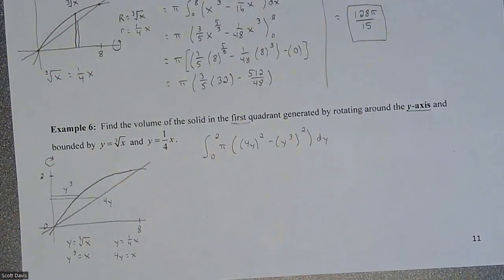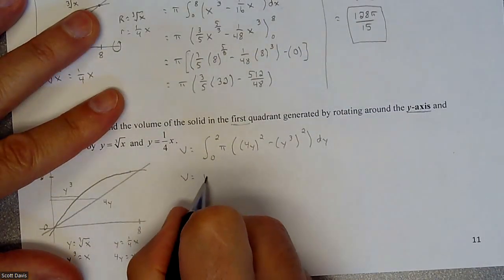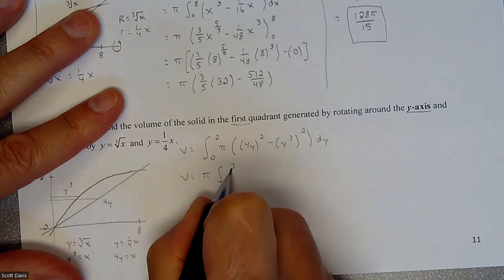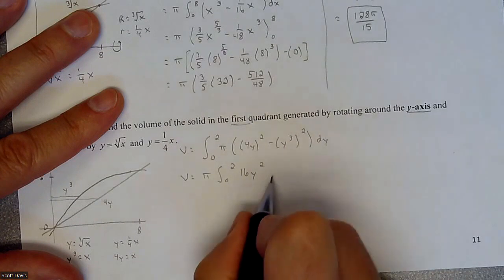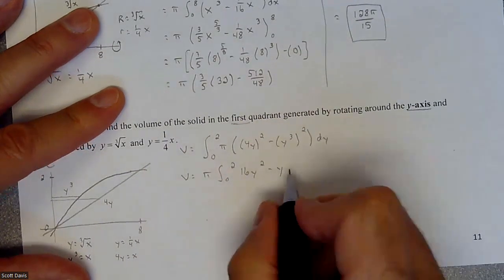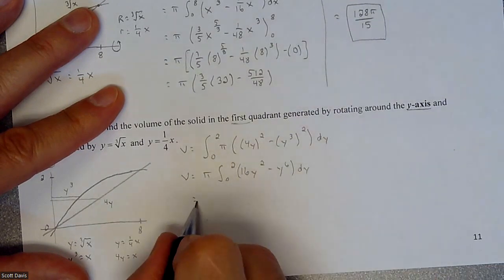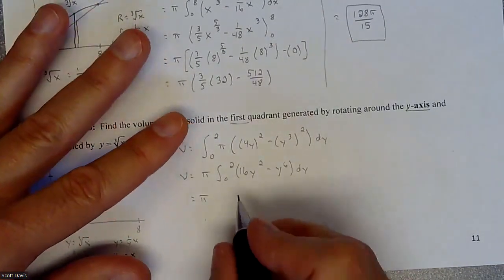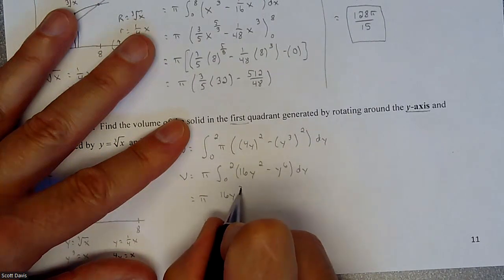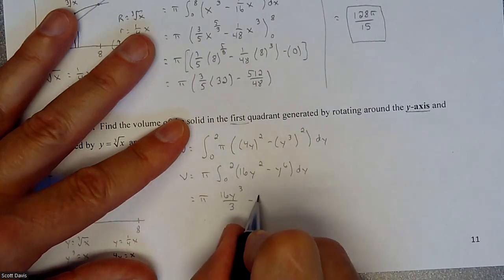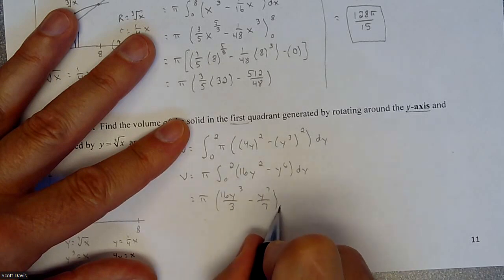All right, so let's start to do the math here. Let's clean it up, get it ready to do our antiderivative. Let's take the pi out, 0 to 2. This is going to be a 16y squared. This is going to be a minus y to the 6th. And we're going to do our antiderivative with respect to y. So antiderivative is we're going to add a power, divide by that power. So we're going to take 16y cubed divided by 3 minus y to the 7th divided by 7. And we're going to go from 0 to 2.